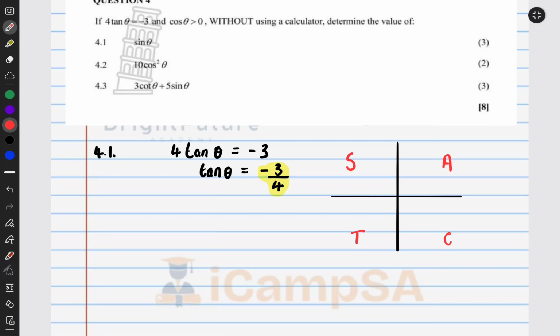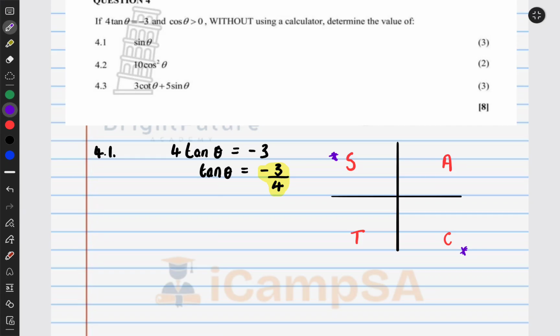We know that in the first quadrant all the trigonometric ratios are positive. Okay, and then in which quadrant is tan theta negative? In the second quadrant and the fourth quadrant, because in the second quadrant only sine theta is positive, and then in the fourth quadrant only cos is positive.